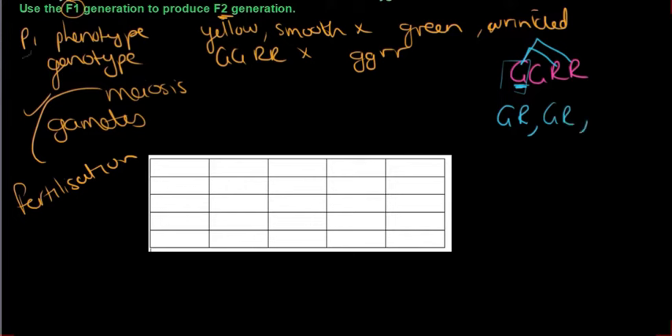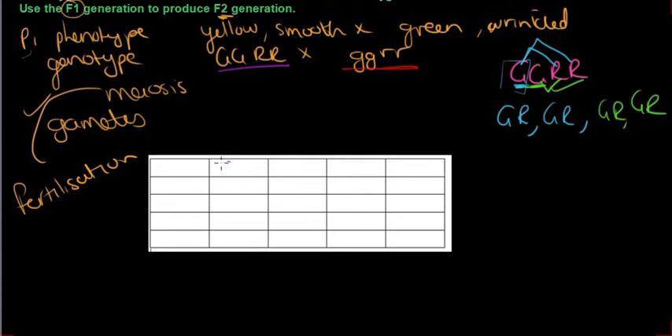Then you need to do the same for the second allele for color, so that one will be able to combine with that, and same with the second R. So that is what the gametes will look like. What I'll do is I'll write them in different colors, so I'll write the one parent in the one color and I'll write another parent in another color.